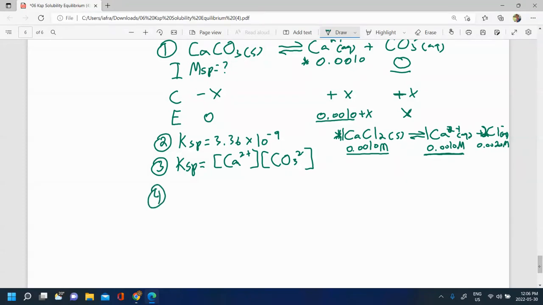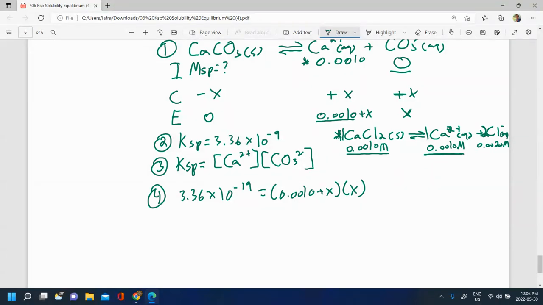So what do we know? Right now we know that the Ksp, 3.36 times 10 to the power of negative 9, is equal to 0.0010 plus X times X. Now there is a bit of an issue here. If we expand this, we're going to get a quadratic equation, and that's fine.